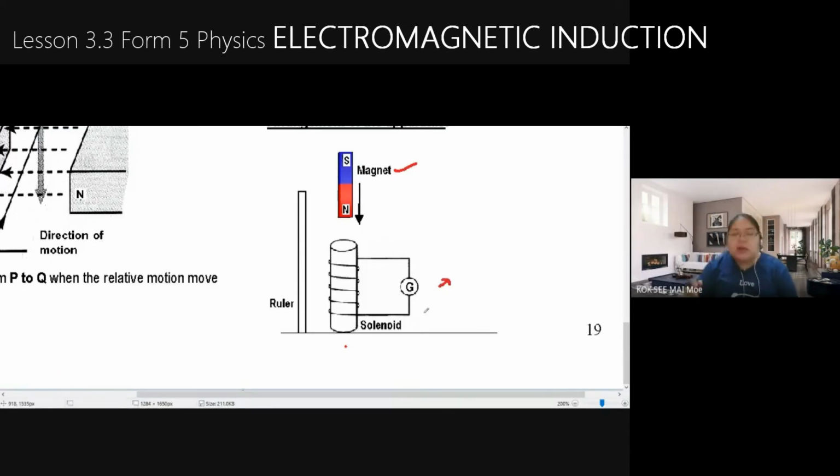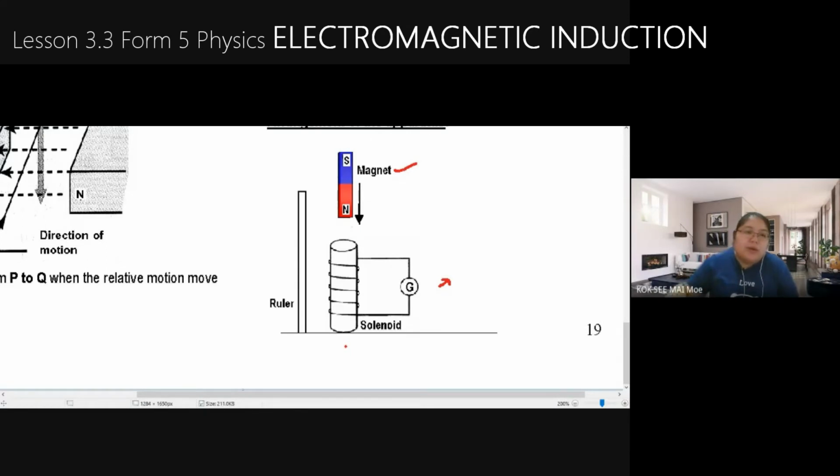So actually, this experiment cannot be shown as a practical, because the galvanometer deflects very fast. You cannot take a reading. You just want to see whether the deflection is bigger or smaller. If you put the magnet higher, then when it drops, the galvanometer will show a slightly bigger deflection. That means the flux cutting is more. So this is one of the experiments.